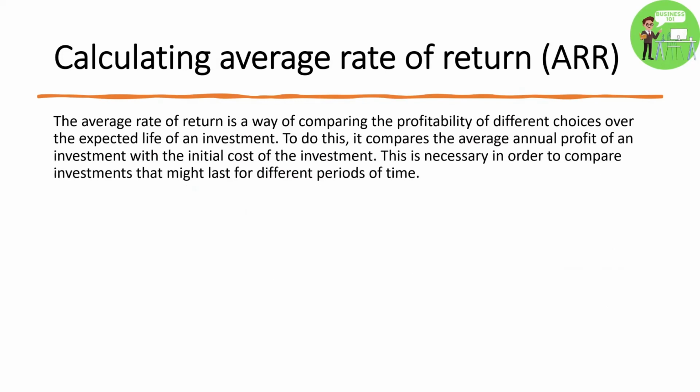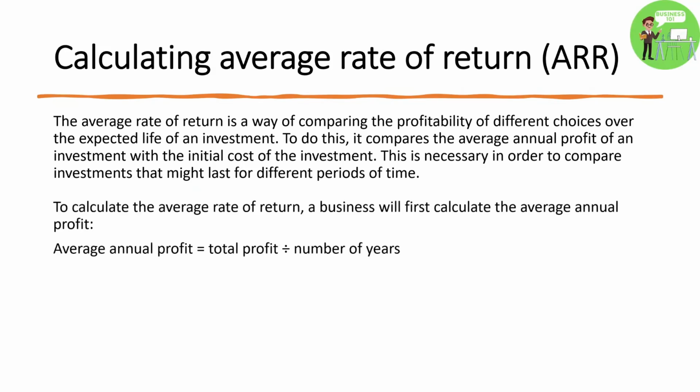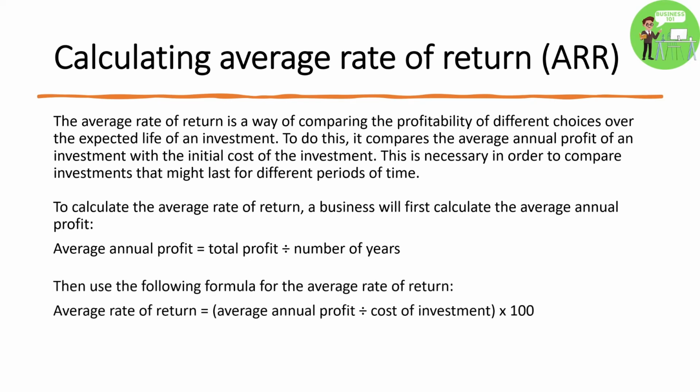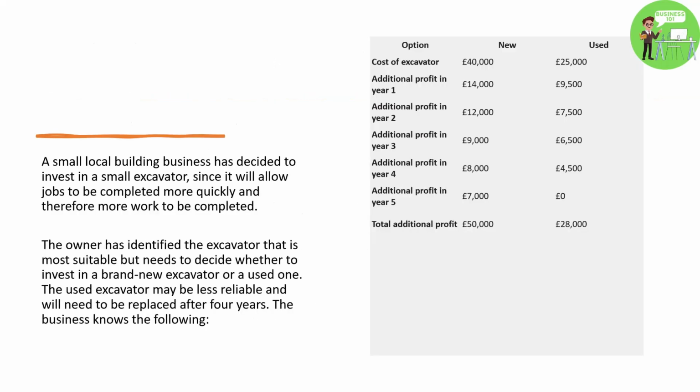Okay, so calculating the average rate of return. To do this, we first need to find our average annual profit. We do this by using the calculation total profit divided by the number of years. Once we have that figure, to calculate average rate of return we do the average annual profit divided by the cost of investment and then times 100 to get a percentage. So let's put this into a worked example.